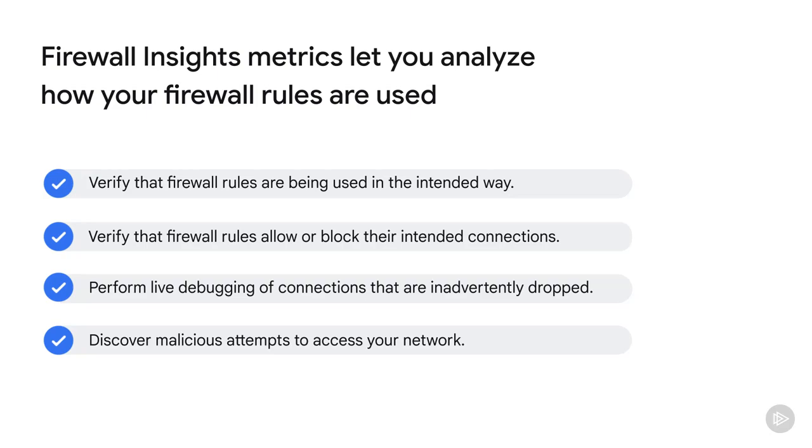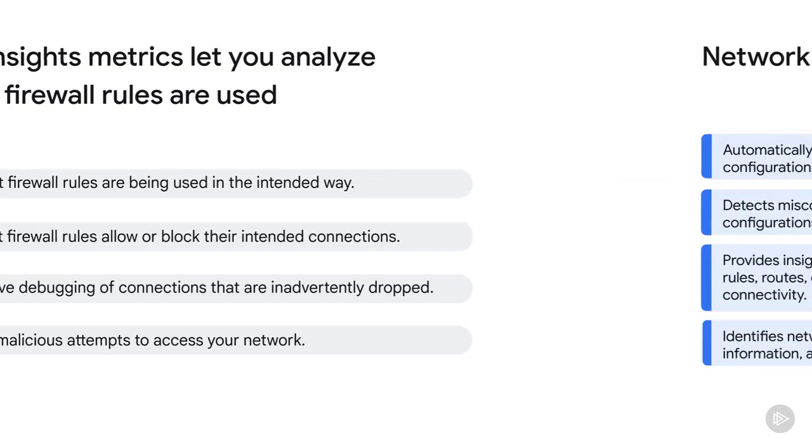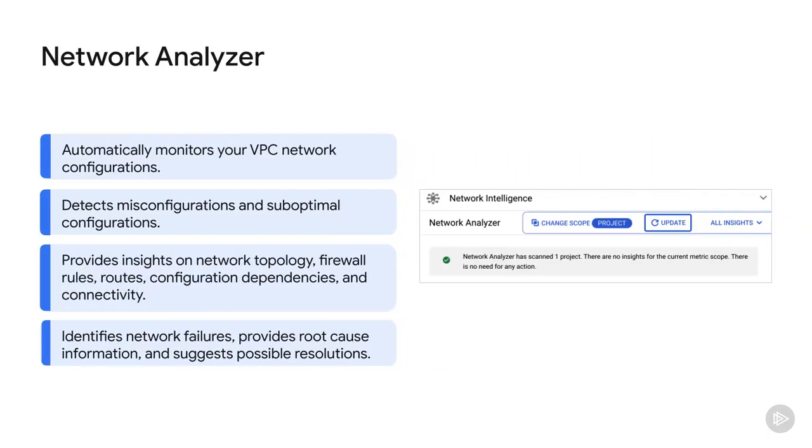Discover malicious attempts to access your network, in part by getting alerts about significant changes in the hit counts of firewall rules. Network Analyzer automatically monitors your VPC network configurations and detects misconfigurations and suboptimal configurations. It provides insights on network topology, firewall rules, routes, configuration dependencies, and connectivity to services and applications. It identifies network failures, provides root cause information, and suggests possible resolutions.